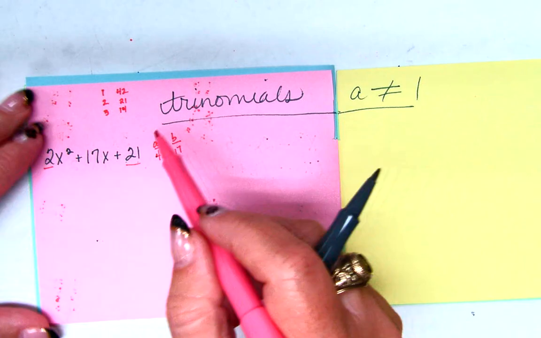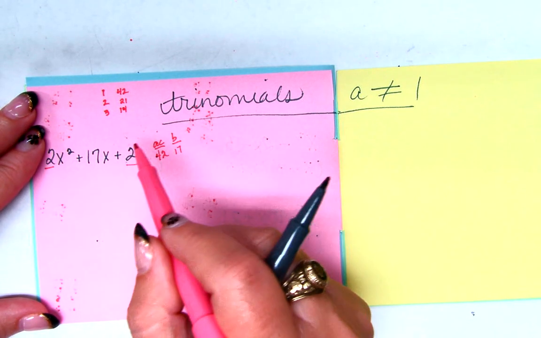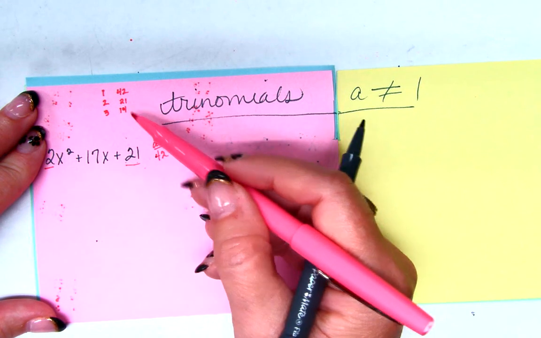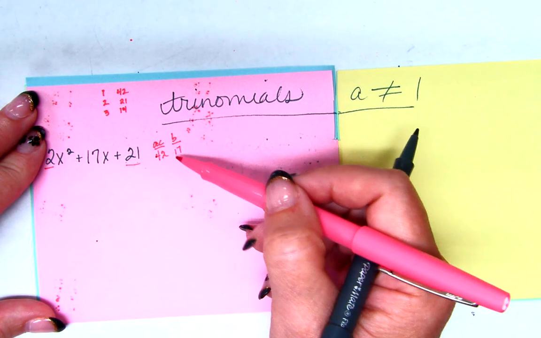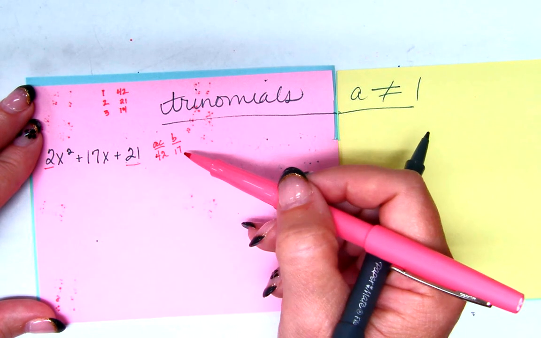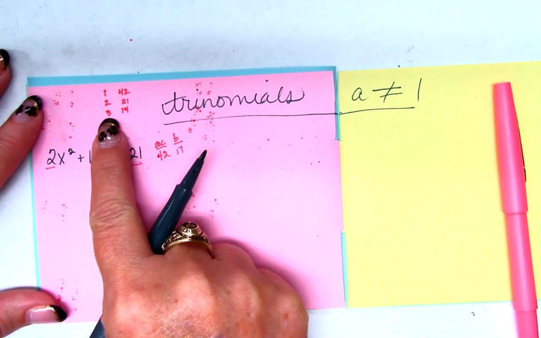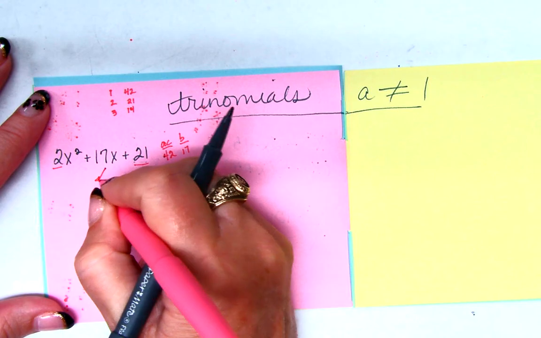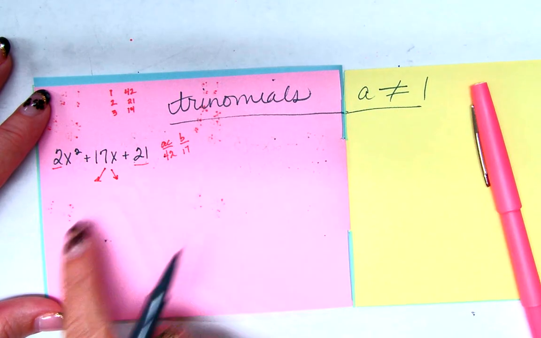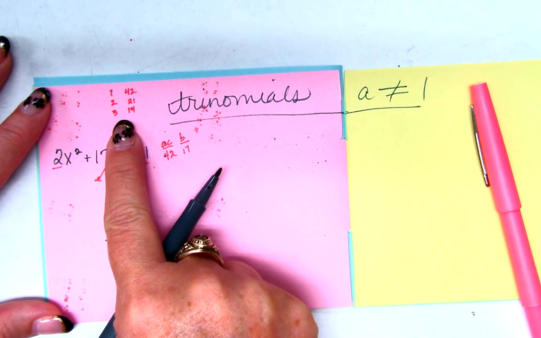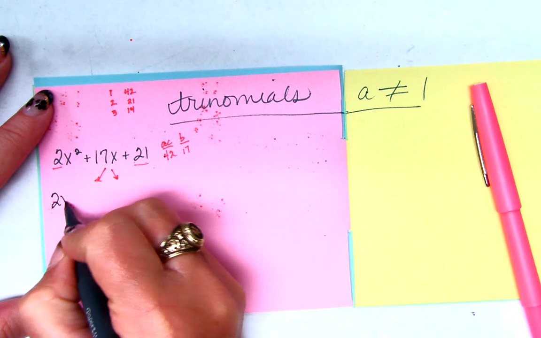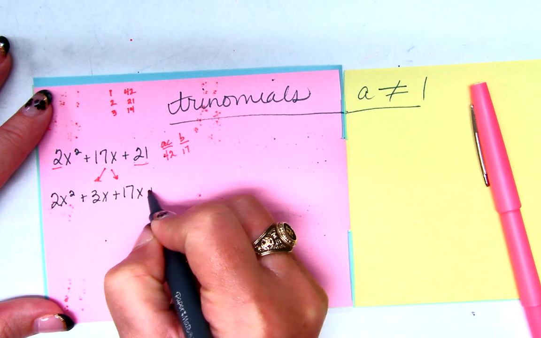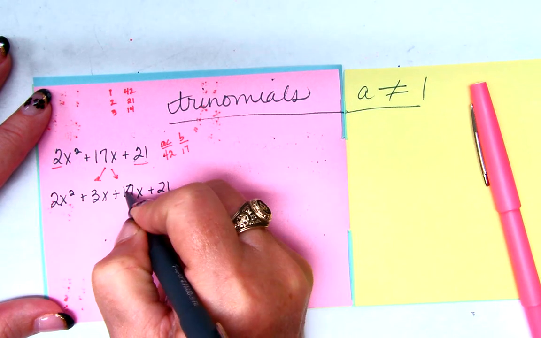But no, I don't have to keep writing the factors, right? Why was I doing that? To help me find the 17, right? But I don't need to go any further because I know 3 and 14 will be the ones that work. So I need to rewrite my problem, but I need to split the middle term into the 2 parts that we just said, right? 2x squared plus 3x plus 14x plus 21.